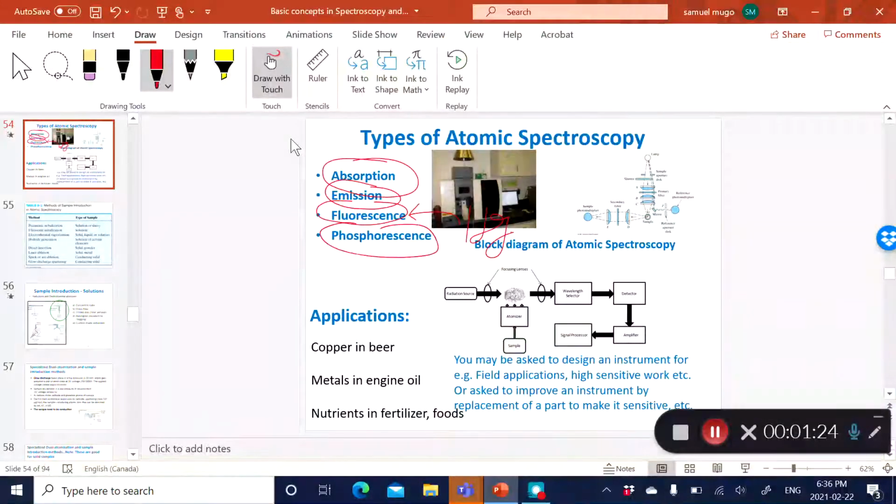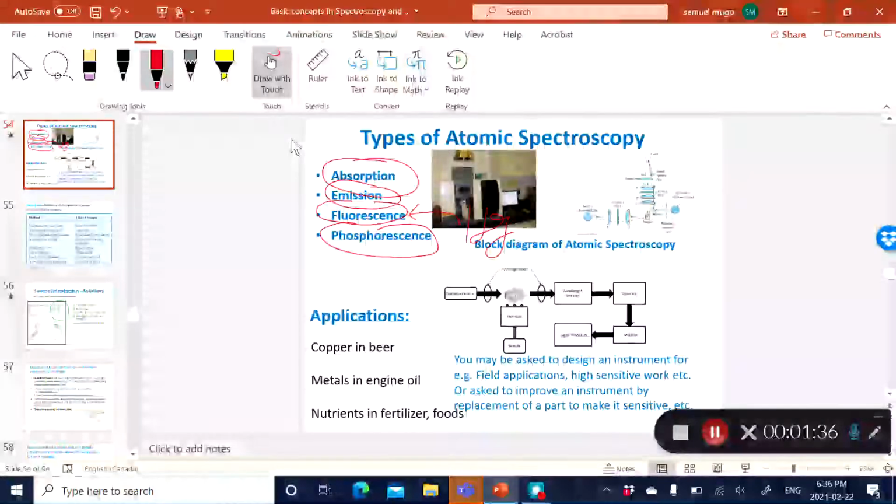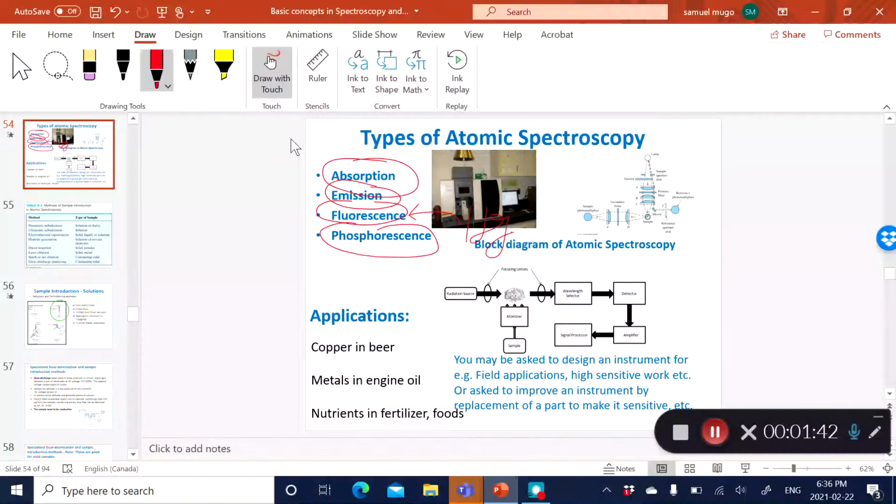Now, it's not very common to do phosphorescence, because of the reasons that I gave you before. If you look at the Jablonski diagram, for you to do phosphorescence, you need to have intersystem crossing happening, and that's not very common with elements. So I would say the two most common types of atomic spectrometers would be absorption, the AAS, which you have done in the lab, and emission spectrometry, which is AES, atomic emission spectrometer. With fluorescence, you can have a mercury detection system.